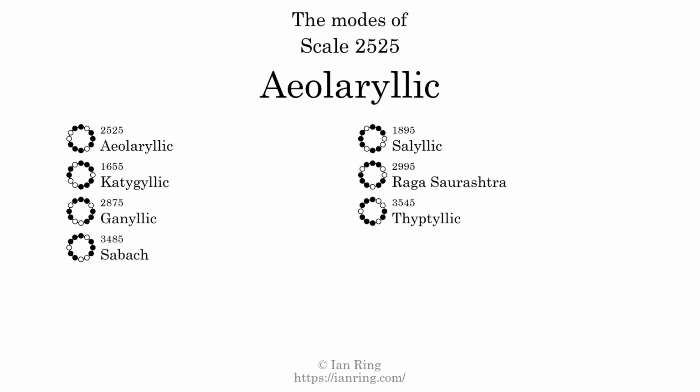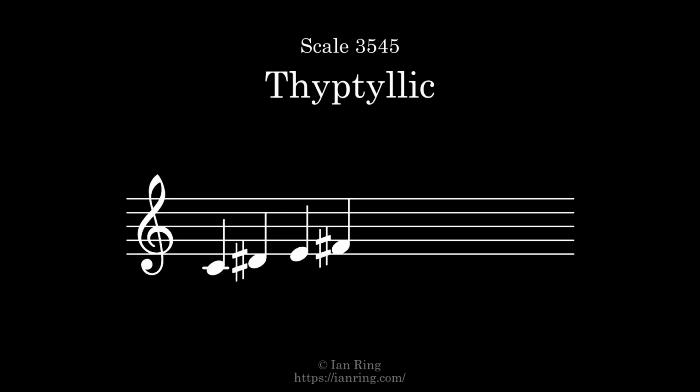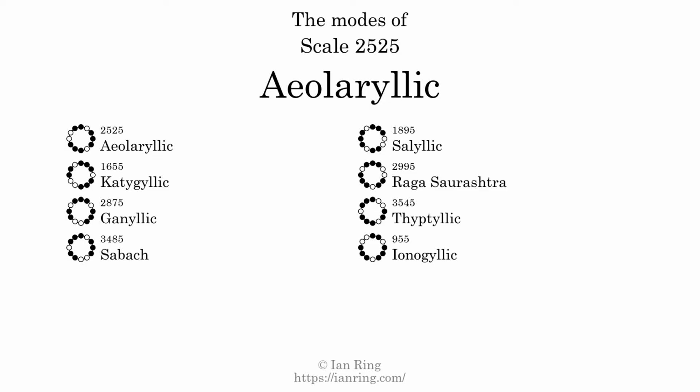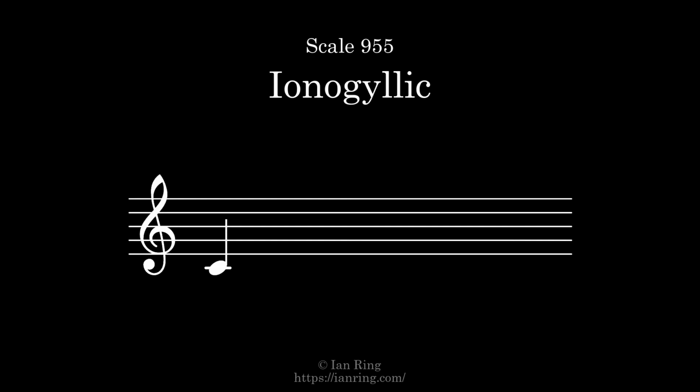The seventh mode is scale 3545, also known as Heteromorphisms. It sounds like this. The eighth and last mode is scale 955, also known as Aeolaryllic. It sounds like this.